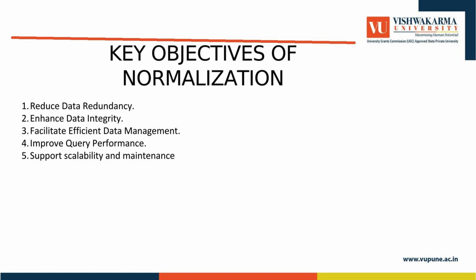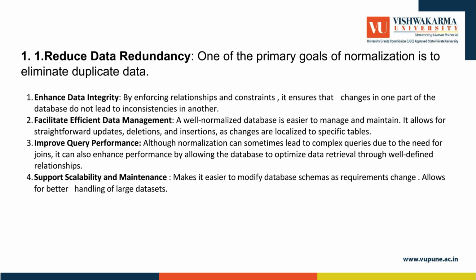In this slide, we will discuss the key objectives of normalization. First, reduce data redundancy. One of the primary goals of normalization is to eliminate duplicate data. Second, enhance data integrity. By enforcing relationships and constraints, it ensures that changes in one part of the database do not lead to inconsistencies in another. Facilitate efficient data management. A well-normalized database is easier to manage and maintain. It allows for straightforward updates, deletions, and insertions as changes are localized to specific tables.